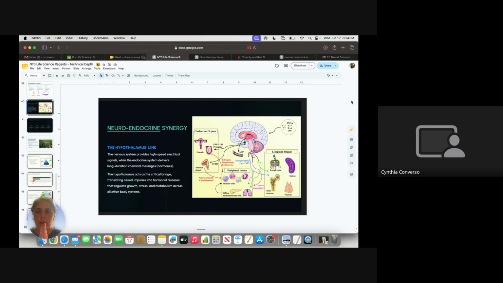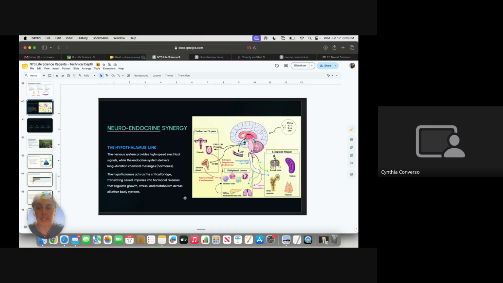All right, so just talking about how the nervous system and the endocrine system are working together. Let's get back to that before my brain went haywire. The nervous system provides high-speed electrical signals, while the endocrine system delivers long-duration chemical signals, which we call hormones. The hypothalamus in your brain is the processing center, and it acts as a critical bridge, translating the neural or nerve impulses into hormone release.